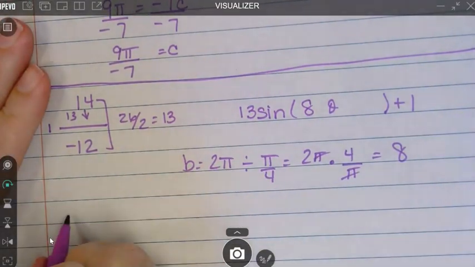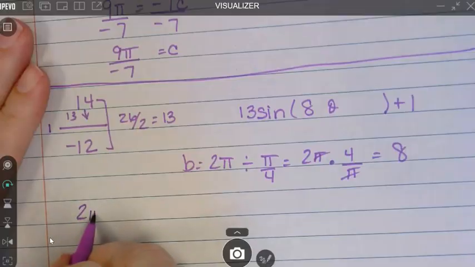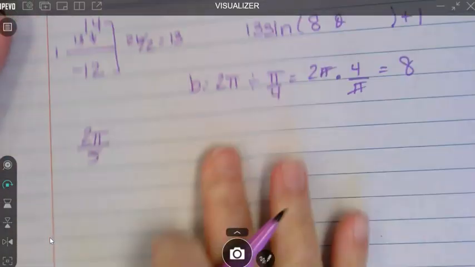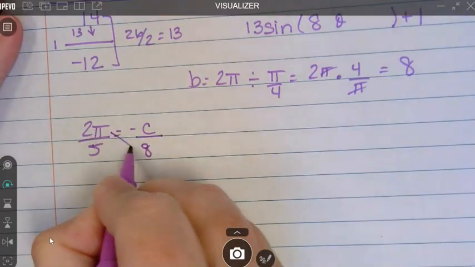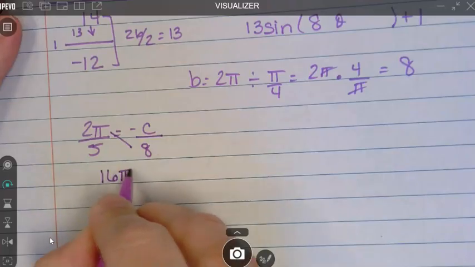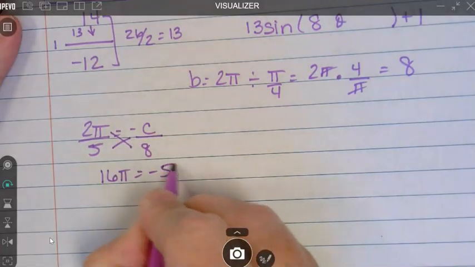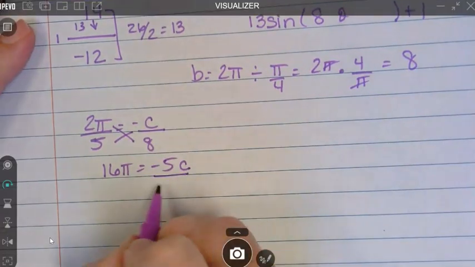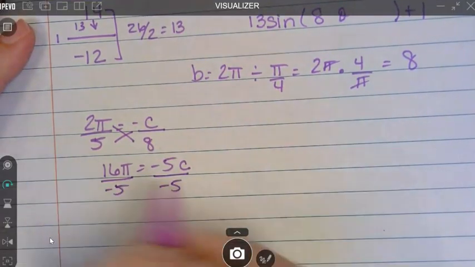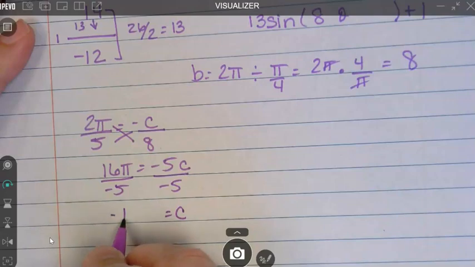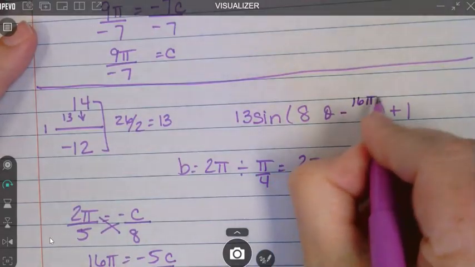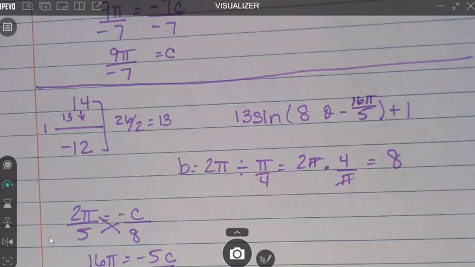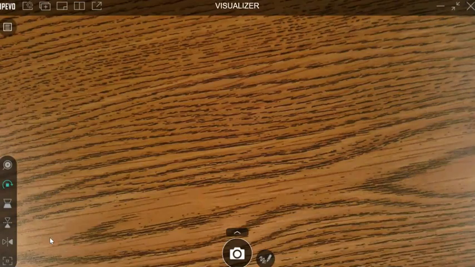Phase shift is 2 pi over 5, which equals the opposite of C over 8. Cross multiply, negative 5C, and divide by negative 5. So C is negative 16 pi over 5. And there's your final answer. Okay, and that's it.